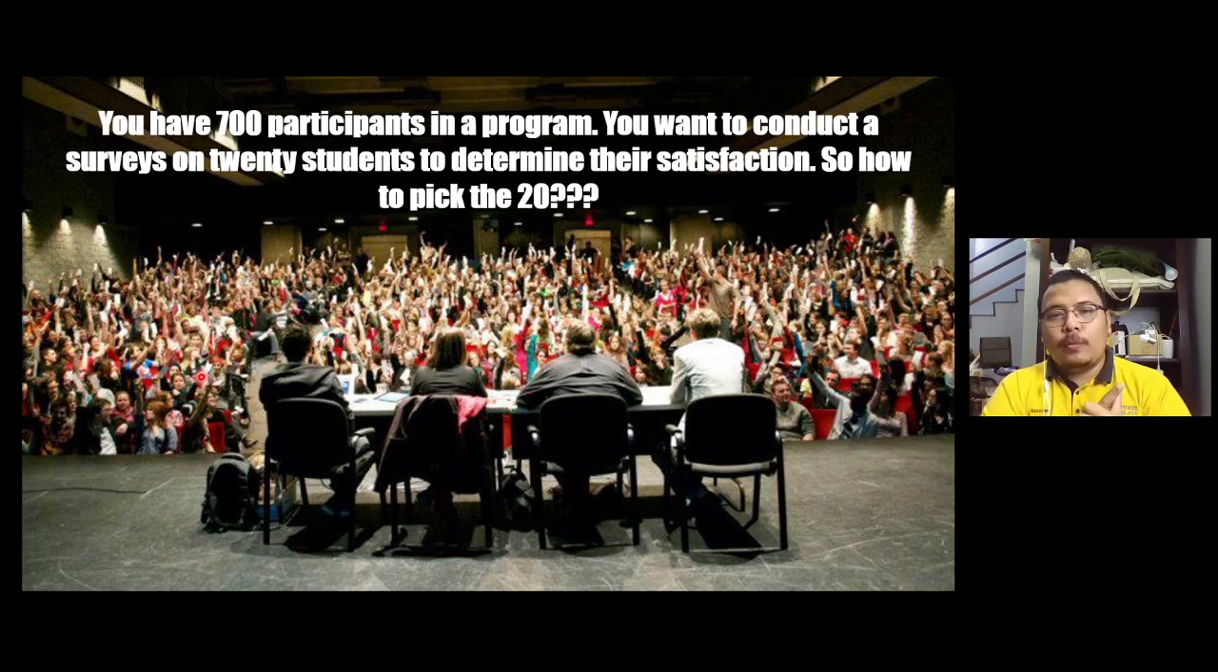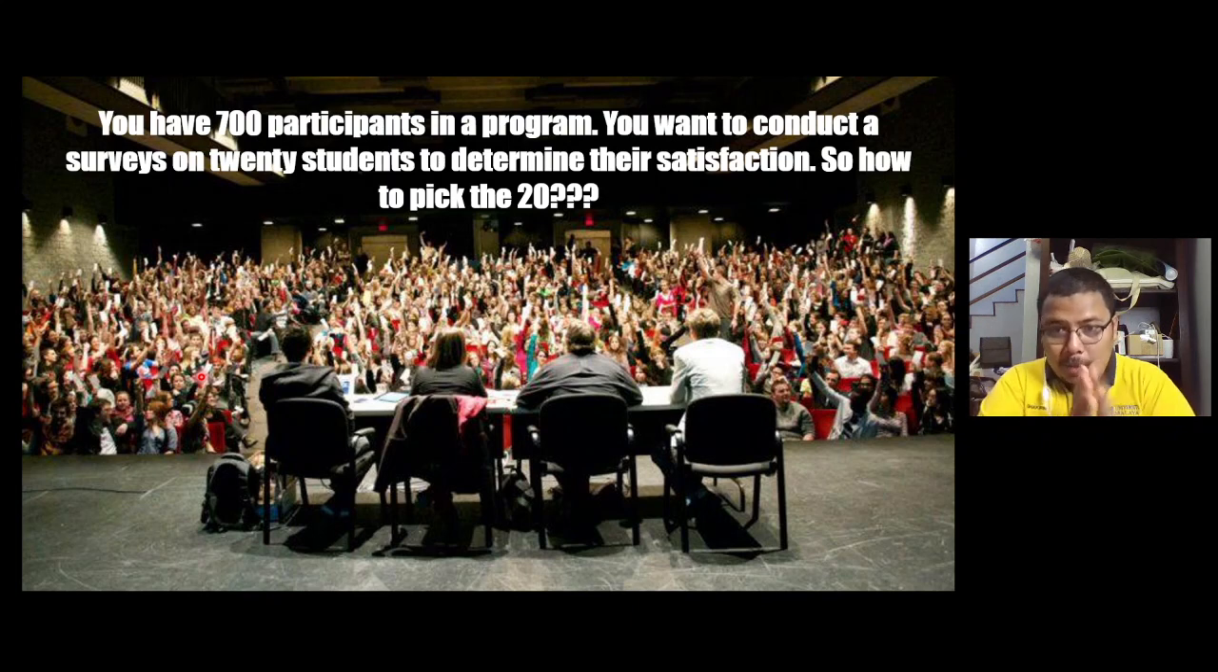First, we can number our participants. We can number all 700 participants with numbers, from 1 to 700. So we give every person a lucky draw. Okay, I give you numbers. This is your lucky number.